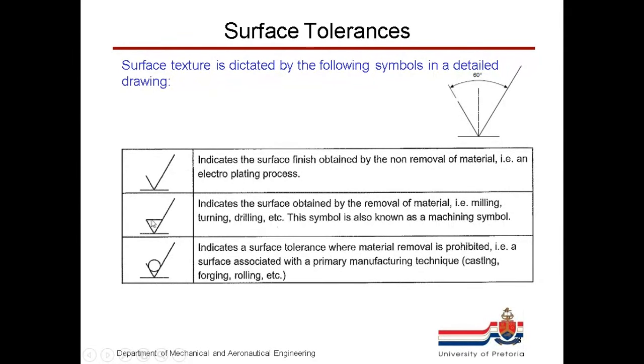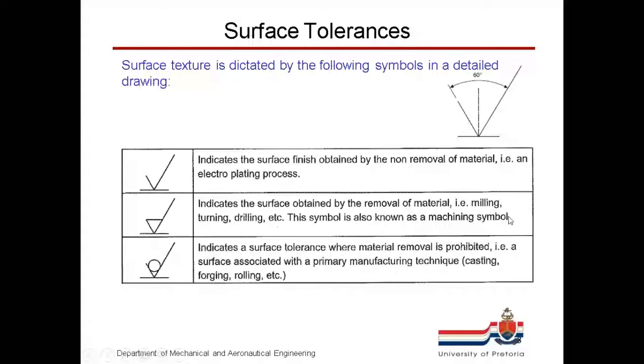The one with the closed triangle indicates the removal of material, for example, milling, turning, drilling, and so on. This symbol is known as your machining symbol.